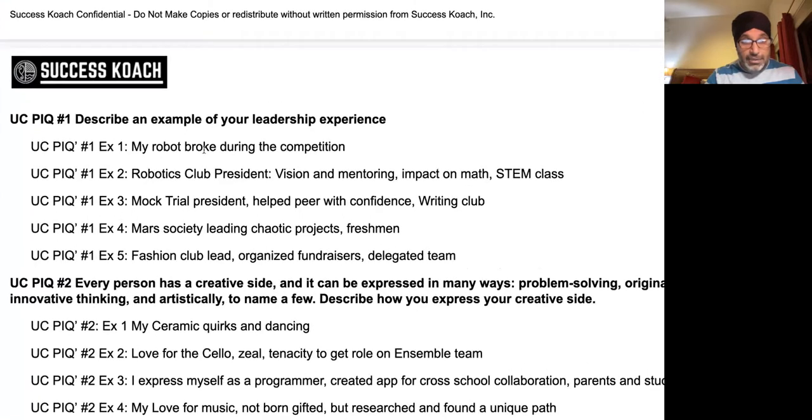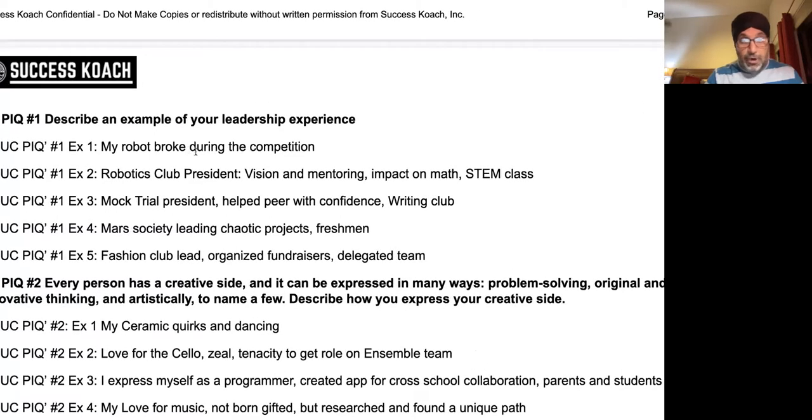One was of this person whose robot broke during the competition. He was a hotshot robotics student, and he was able to turn that around and get the process going. He got the team really together. The robotics club president was about the vision and mentoring, and he showed the impact it had on math and his STEM classes. He was able to mentor some of the freshmen, and he talked about that. This mock trial president helped her peers build their confidence. She talked a lot about that and how she was able to take all that knowledge to her writing club.